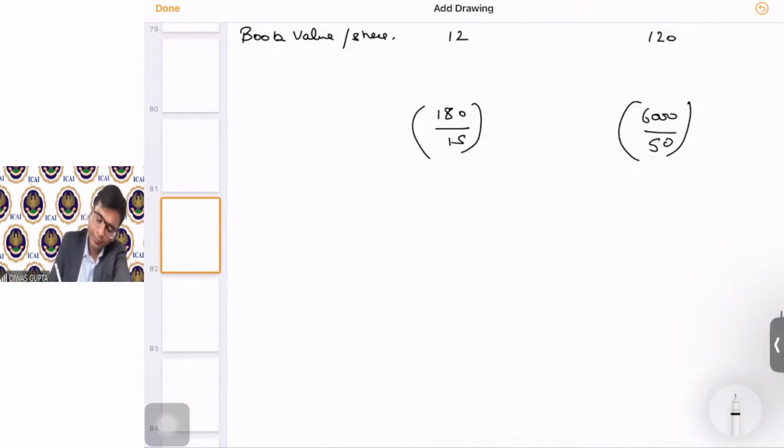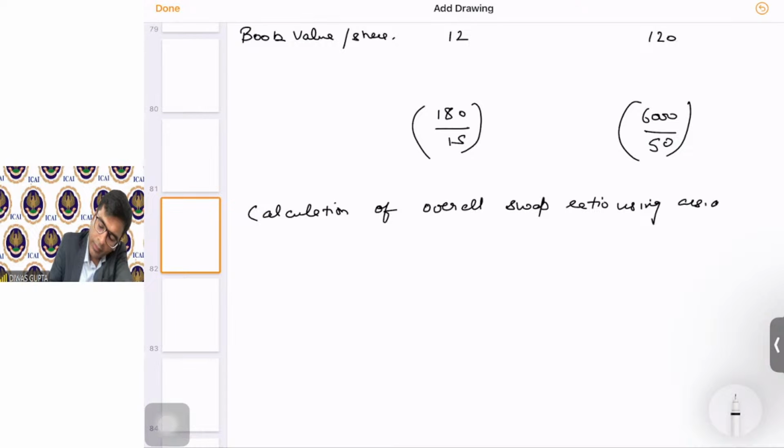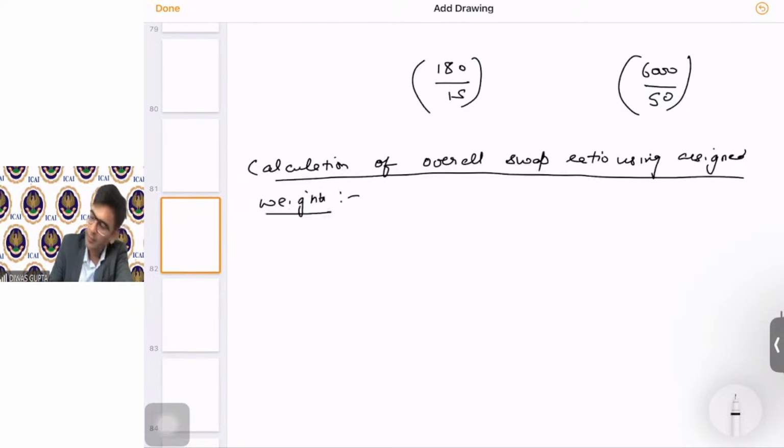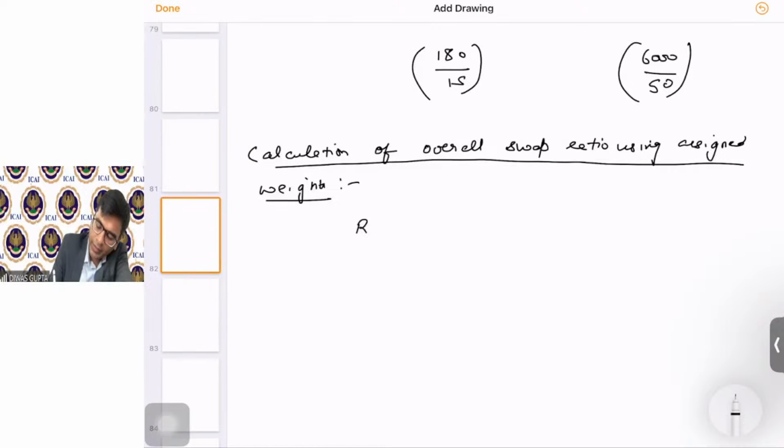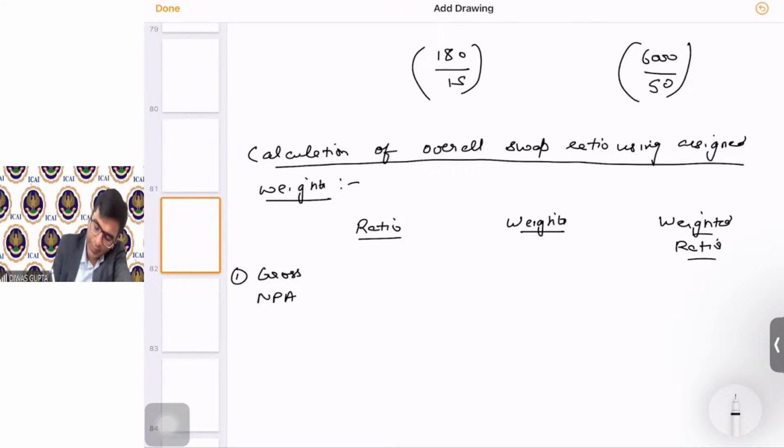Now, once we have individually calculated these ratios, let us calculate the overall swap ratio using assigned weights. So let's pull the ratios here, weights and weighted ratios. The first one is basis the gross NPA. What was the ratio, students? 5 is to 40, right?